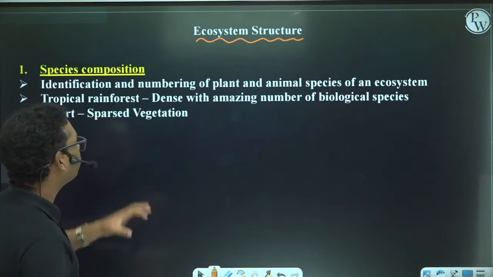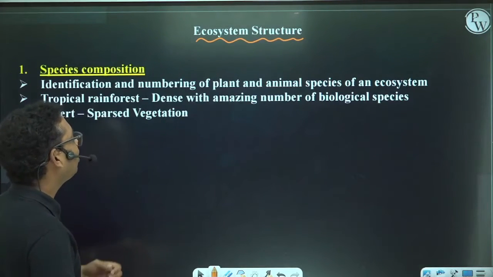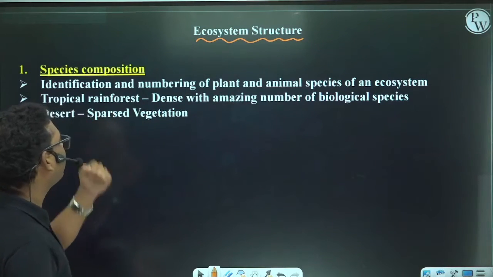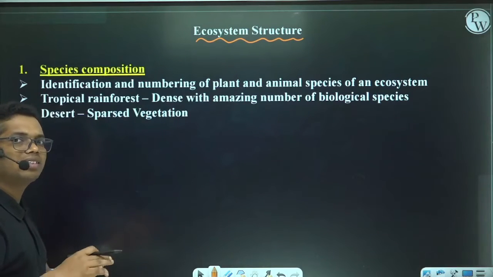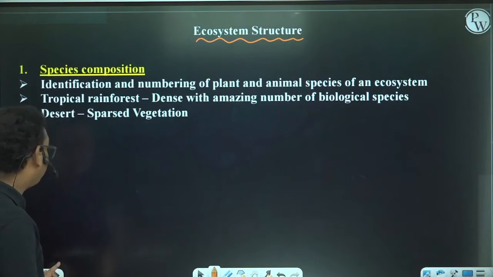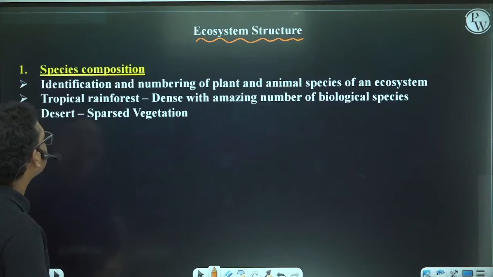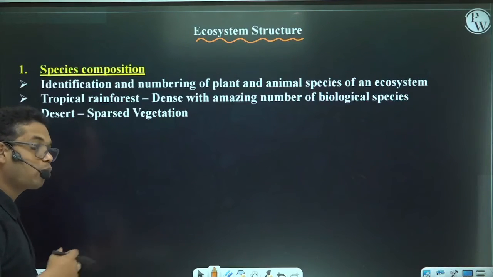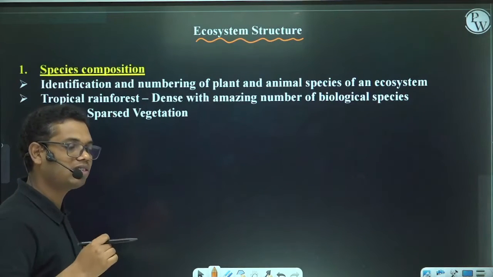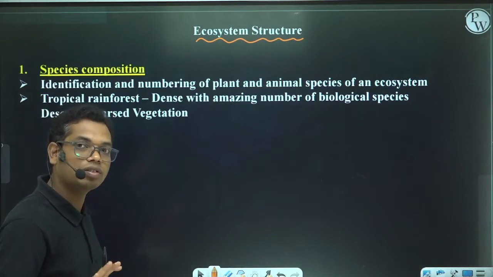That means different ecosystems have different species composition. So species composition is maximum or high in ecosystems like tropical rainforest, and I can say minimum in ecosystems like desert. Now this species composition is a product of what? Two things: one is species diversity, which includes species evenness, and second is species richness. We will talk about that in biodiversity and conservation.